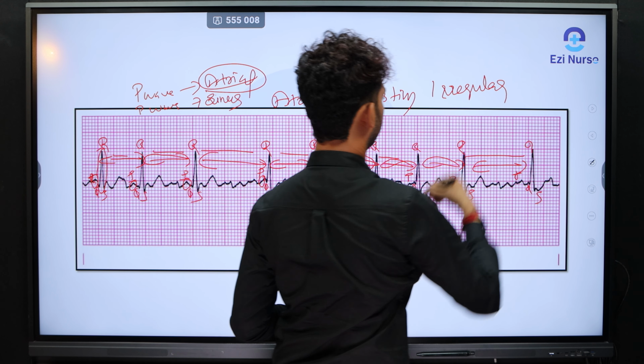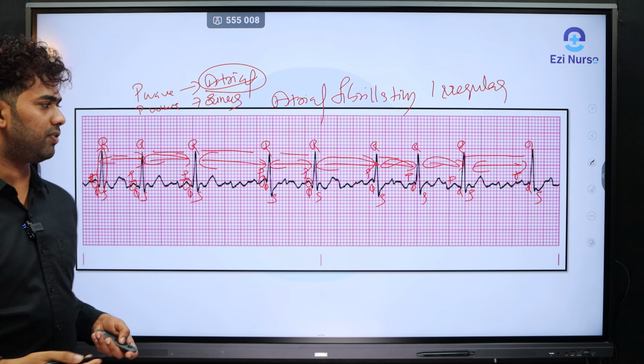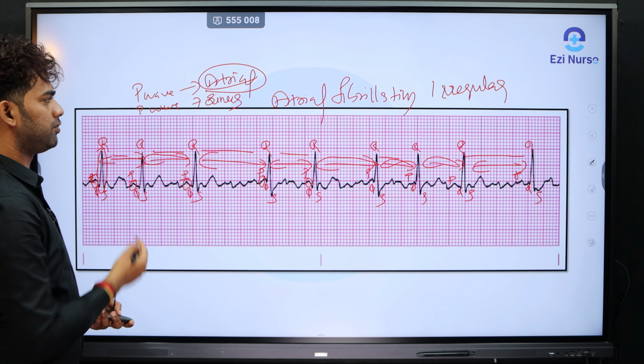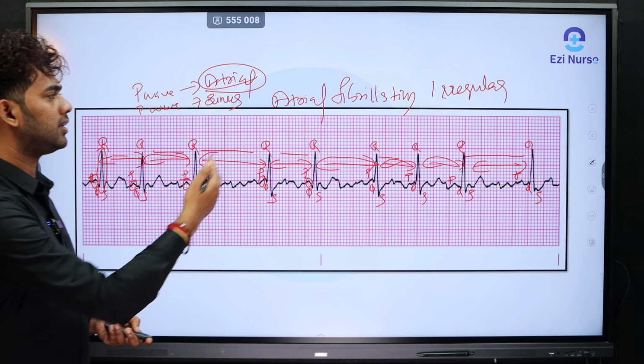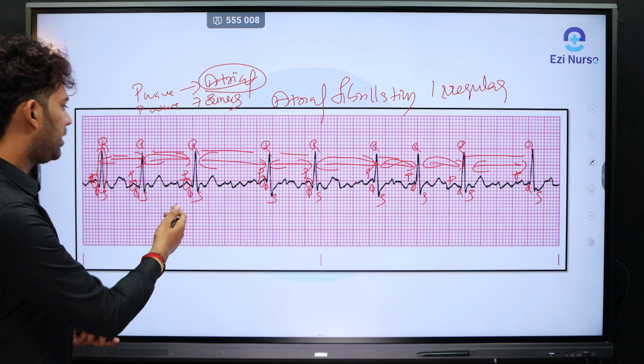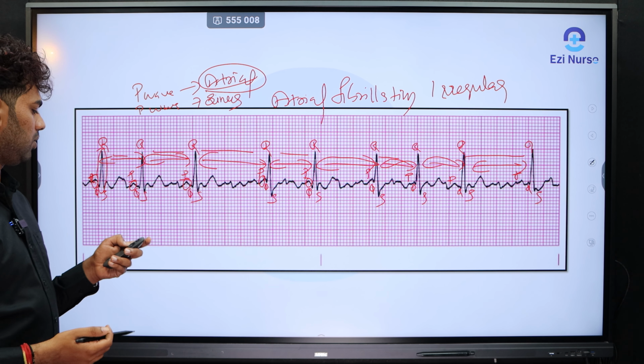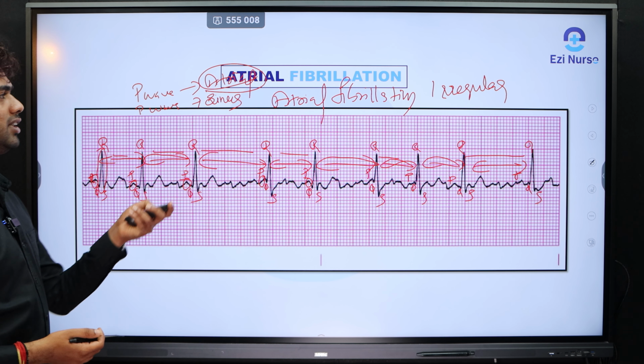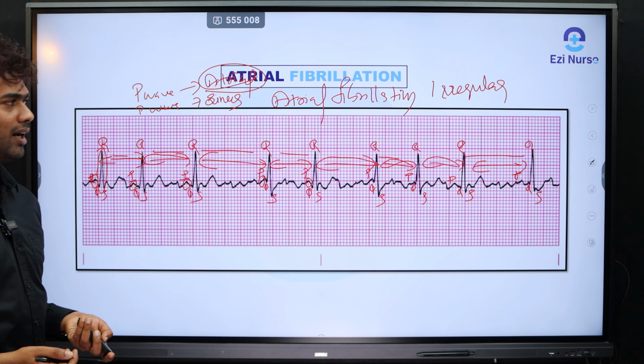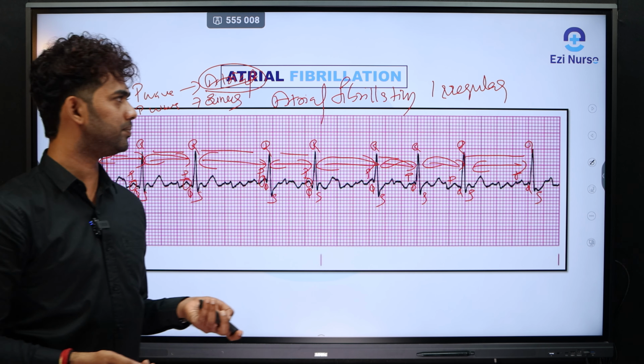RR interval irregular. If the rhythm is atrial fibrillation, then the P wave is fibrillating over there and the RR interval is irregular. But the QRS complex is normal. So this rhythm would be atrial fibrillation, right? Okay, so we can check the next rhythm. Is that okay?